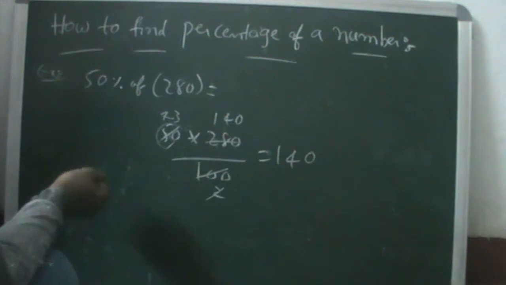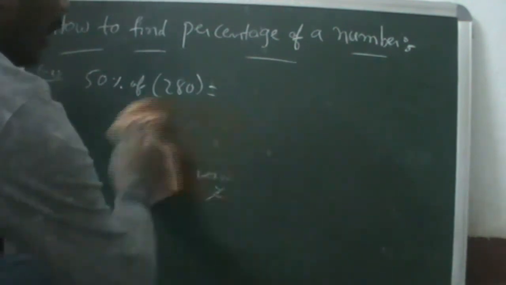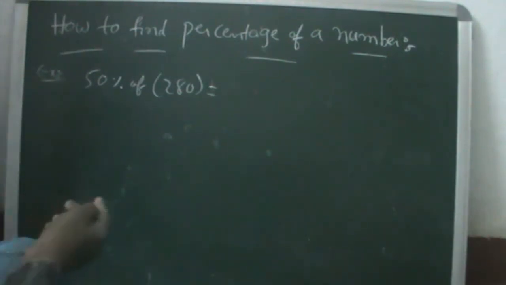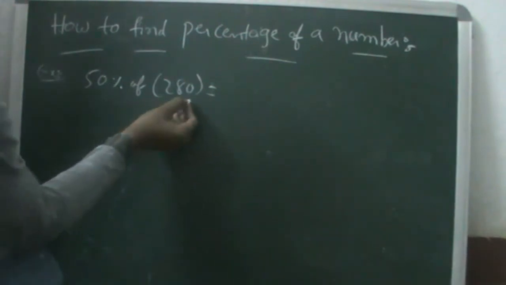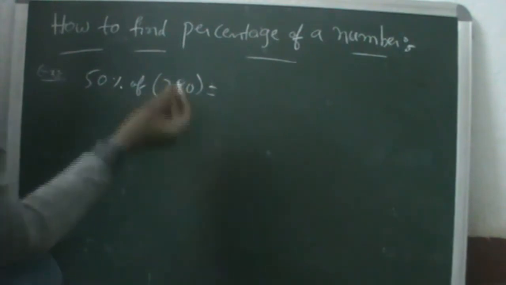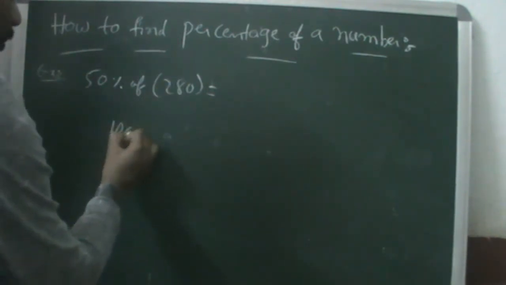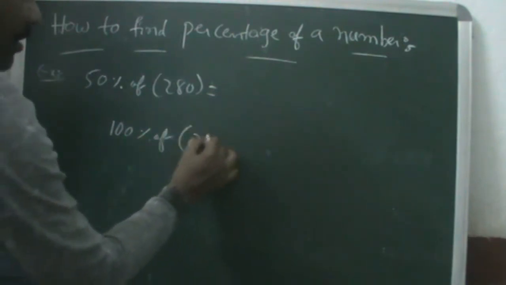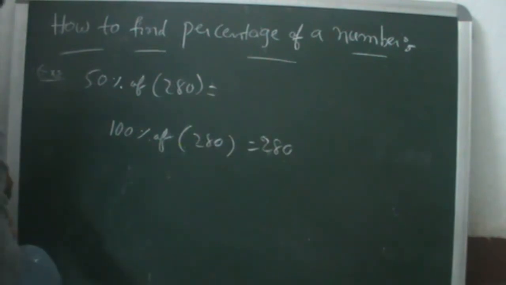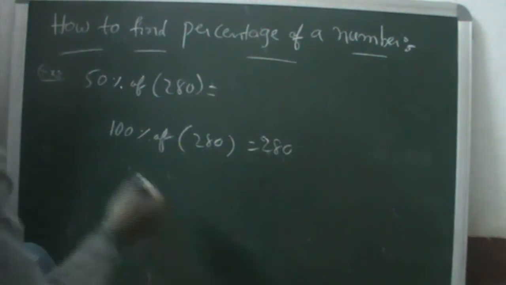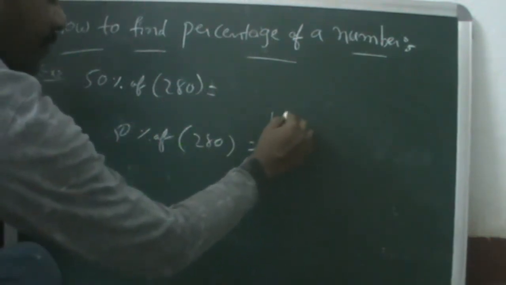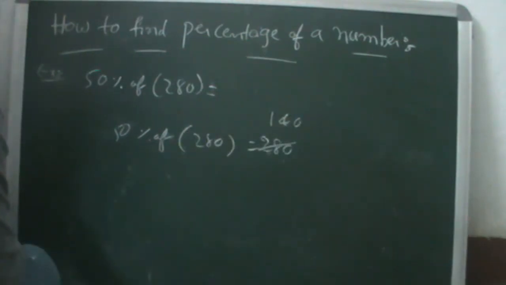Let's see a simple method, the addition or subtraction method, to find the percentage of a number. For 50% of 280, 100% of a number is nothing but the total number, that is 280. If it is 50%, it is half of that value. Got it? If it is 50%, half of that value.